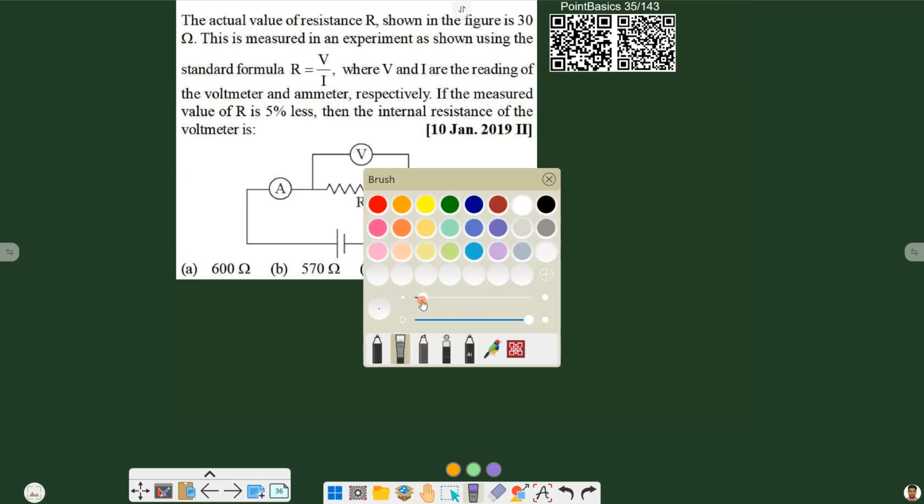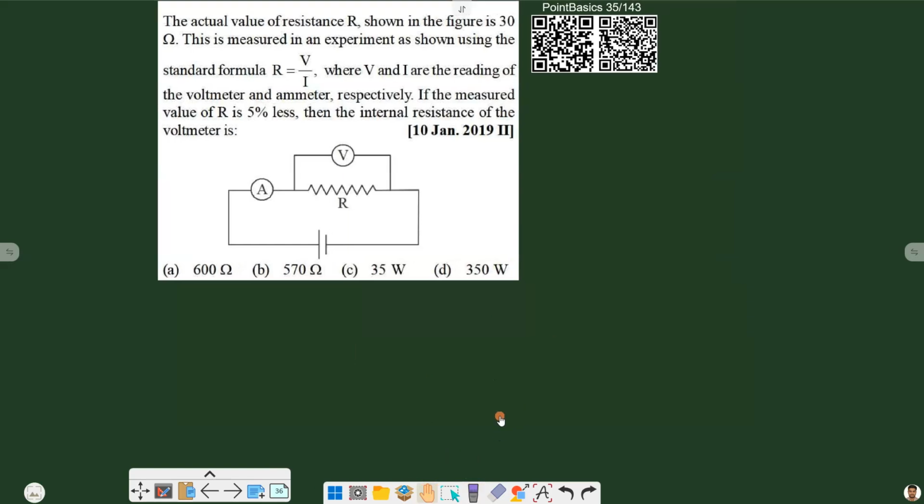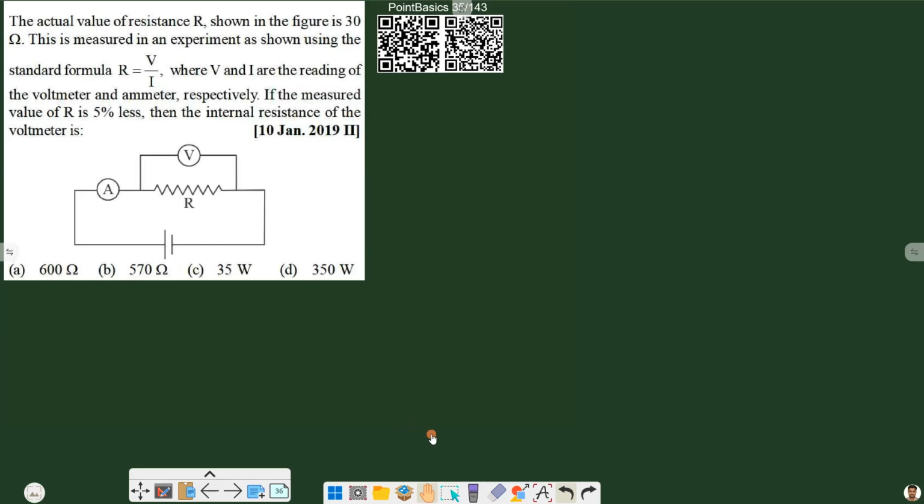So let me adjust the pen thickness and slide the question down to the corner. And here it is. The actual value of resistance R shown in the figure is 30 ohms. This is measured in an experiment as shown, using the standard formula R is equal to V by I, where V and I are the readings of the voltmeter and ammeter respectively. If the measured value of R is 5% less, then the internal resistance of the voltmeter is? So we have to find the value of the internal resistance of the voltmeter.